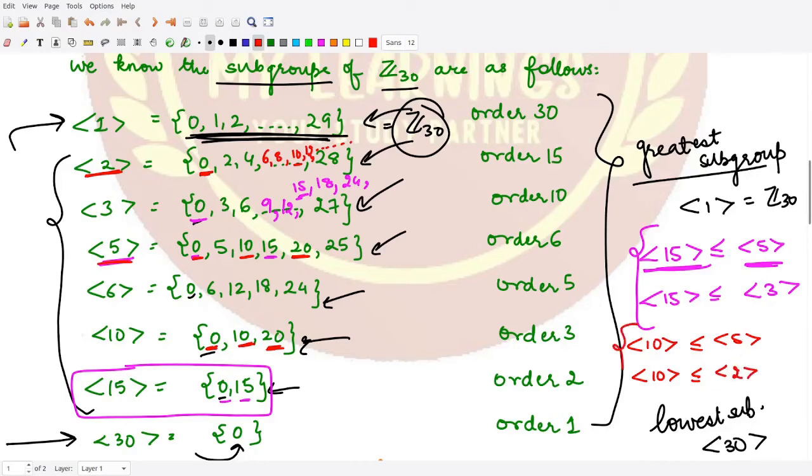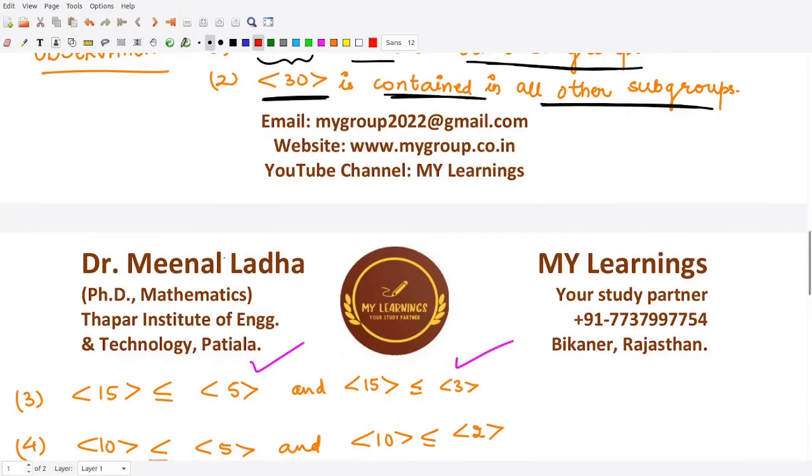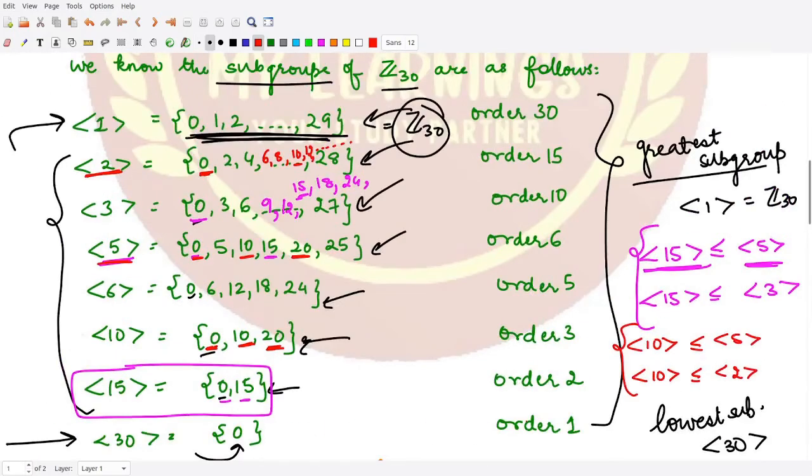So we have another observation that the subgroup generated by 10 is contained both in the subgroup generated by 5 as well as the subgroup generated by 2. So we have our next observation here: the subgroup generated by 10 is contained in the subgroup generated by 5, and the subgroup generated by 10 is also contained in the subgroup generated by 2. What other observations can you make next?